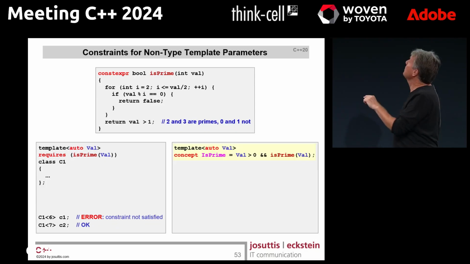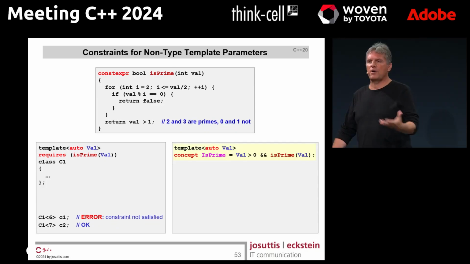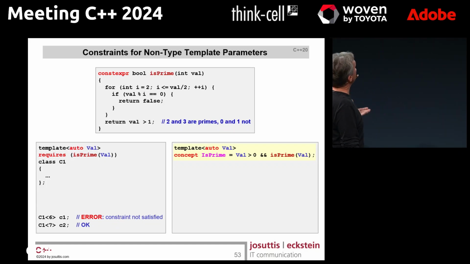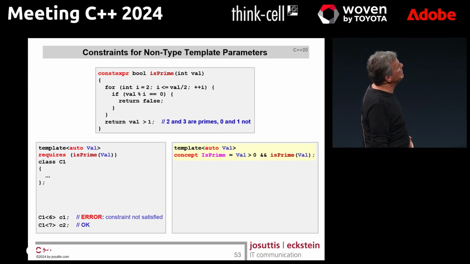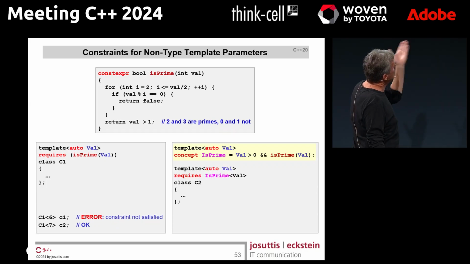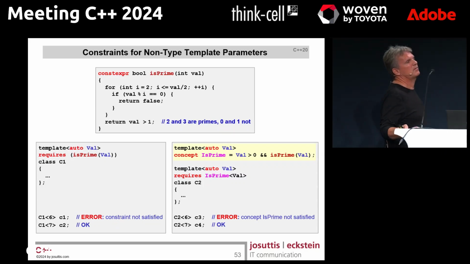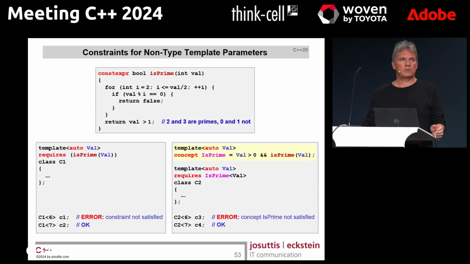And you can do that using a concept. You can say there's a concept is prime, which says, okay, value has to be greater than 0, and by the use of the compile time function is prime, we check whether it's a prime number, and now we specify the requirement for the class using this concept, and that has the same effect here. A lot of interesting things can be done with that, I'm pretty sure.